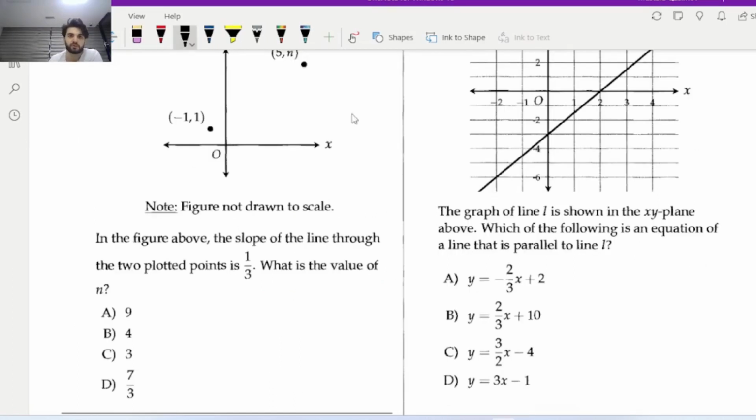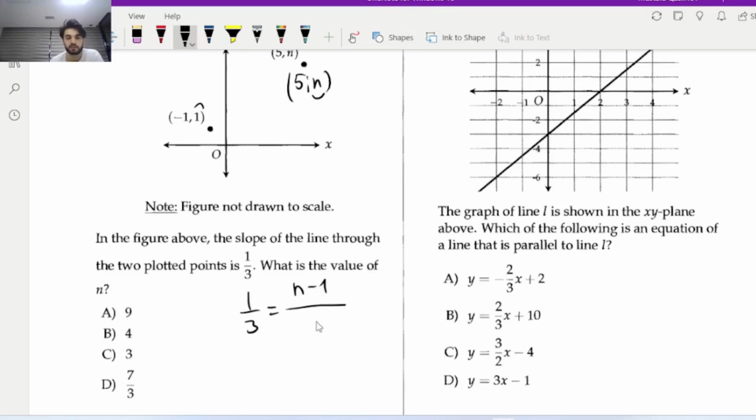Okay, let's look at the second question. It is the point (5, n), and it says that the slope is equal to 1 over 3. So 1 over 3 is equal to (y2 minus y1) over (x2 minus x1), which is n minus 1 over 5 minus negative 1. So here will be 6. Let's write 1 over 3 is equal to n minus 1 over 6. Then we can write from here with cross multiplication n minus 1 is equal to 2. So n is equal to 3. And the answer is 3.